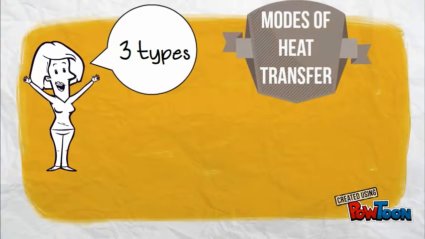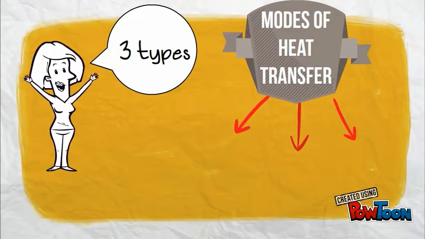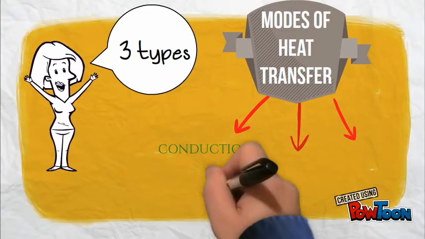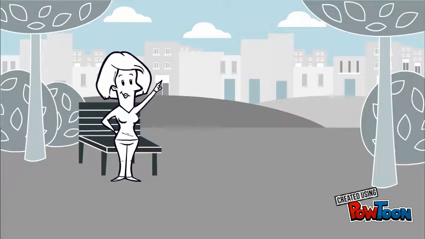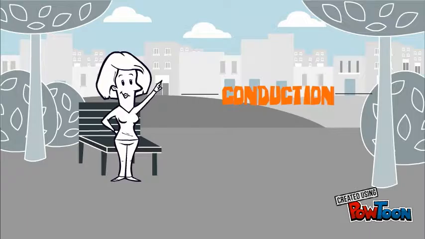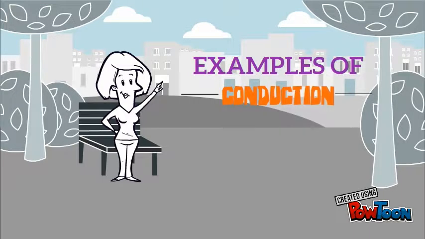There are three types of heat transfer. The first one is conduction, the second one is convection, and the third one is radiation. To understand the term conduction better, let us now see some examples of how conduction is applied in our everyday life.